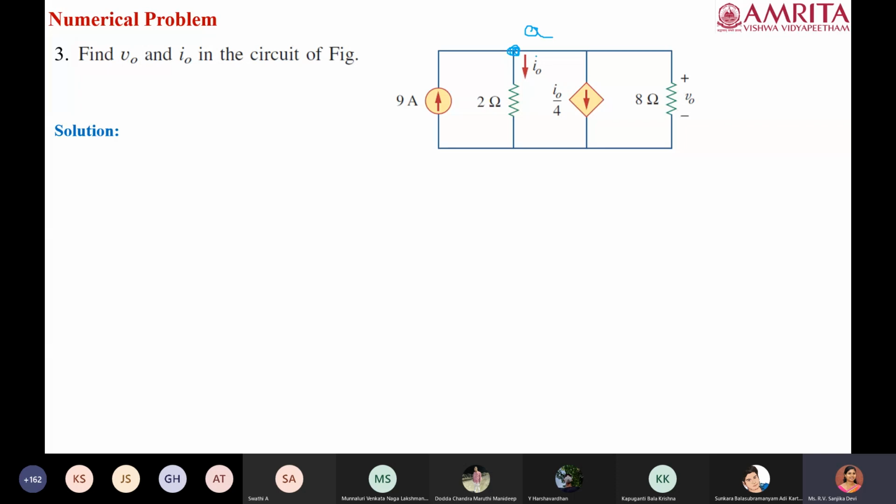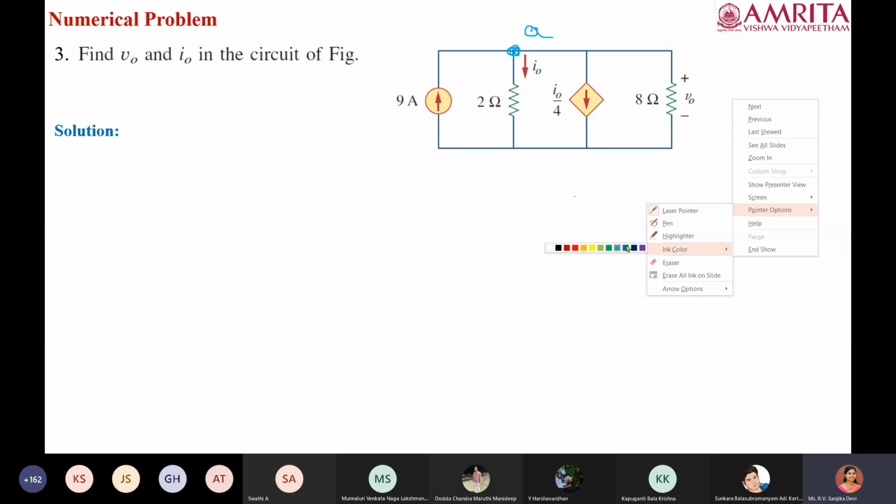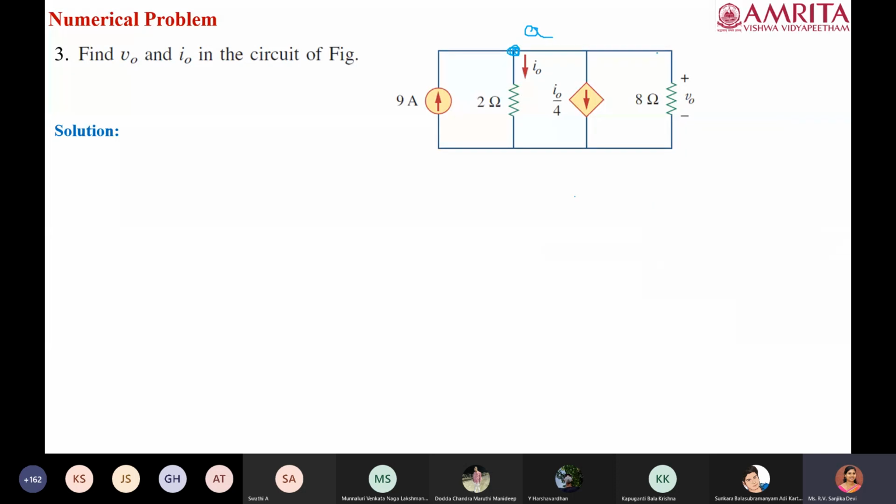All are connected in parallel. So the first element, 9 ampere, is entering into the node A. I naught is going out of node A. I naught by 4, the dependent source, is also going out of this node A. And what about the current in this 8 ohm resistor? It is also going up. Since there is a voltage drop like this, it means that there has to be a current going downward.